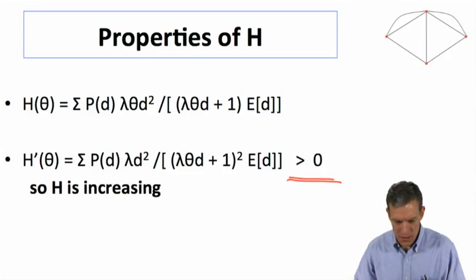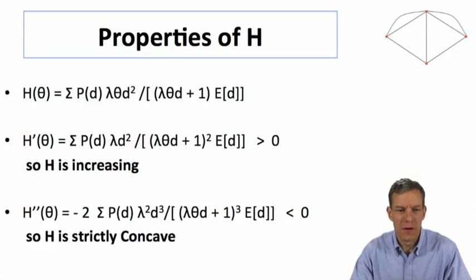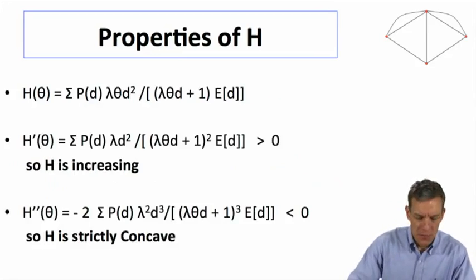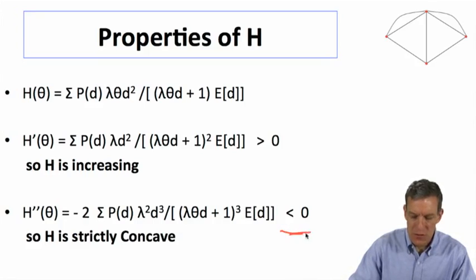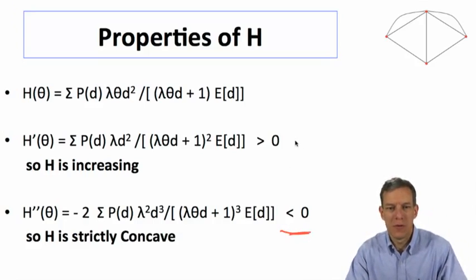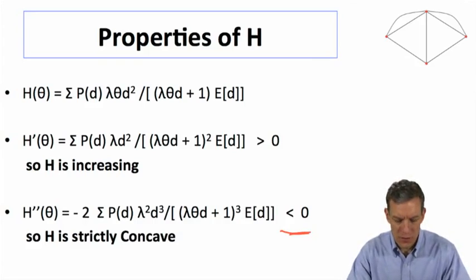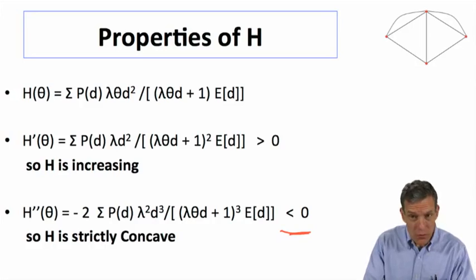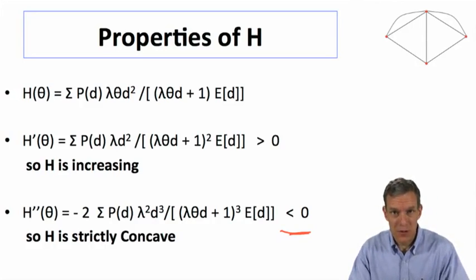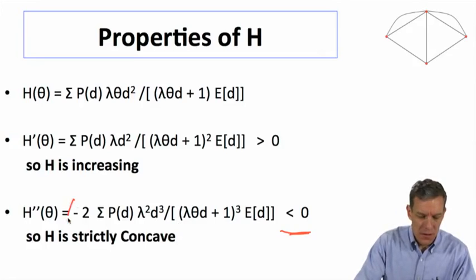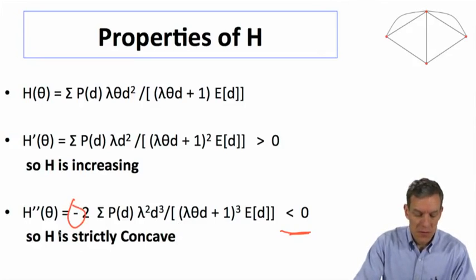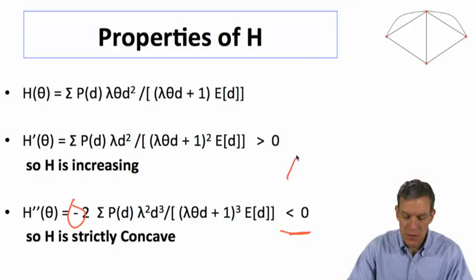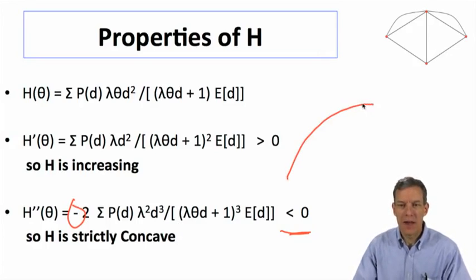And then if we take the second derivative of this function, we get an expression which is less than 0. Here I'm not going to explicitly solve for the derivatives. You can go through and take those derivatives. It's relatively straightforward. These are just polynomial functions. The first derivative is positive, the second derivative is negative. And so here we've got a function which is going to be increasing and strictly concave.